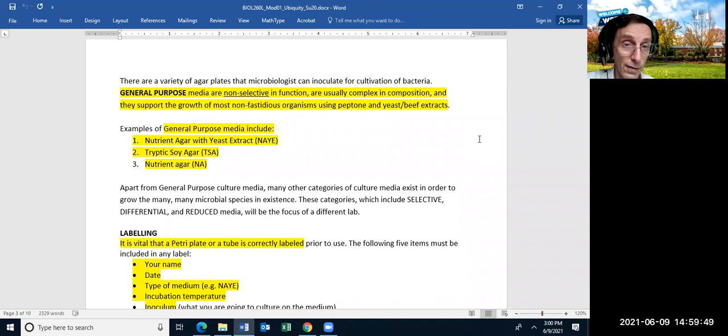There are 3 general purpose media that we will be using throughout the semester. There's nutrient agar with yeast extract, and that we abbreviate NAYE, N-A-Y-E. There's tryptic soy agar, and that's abbreviated TSA. And then there's nutrient agar, or NA, and it's the same as NAYE, it just doesn't have the yeast extract added to it.